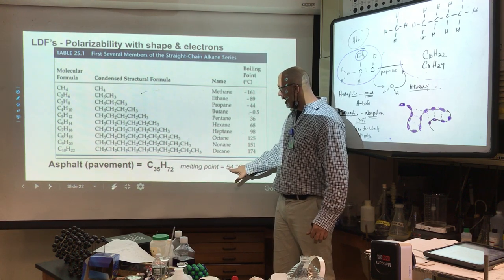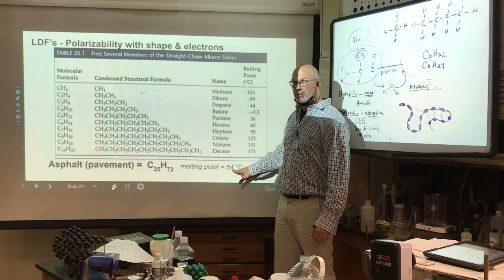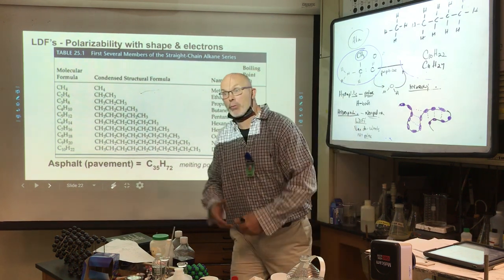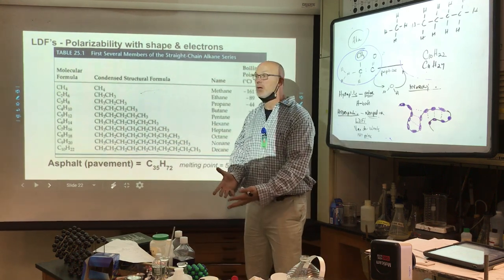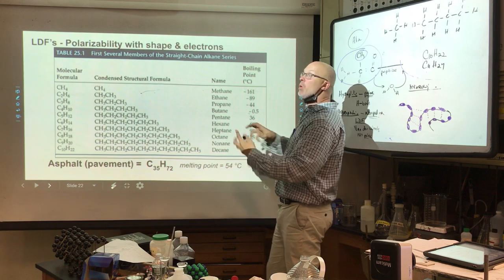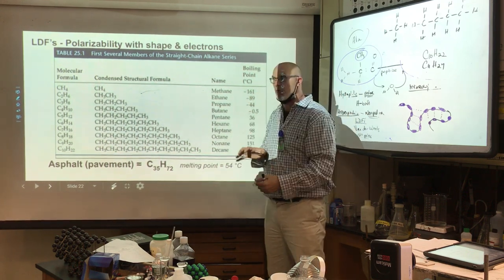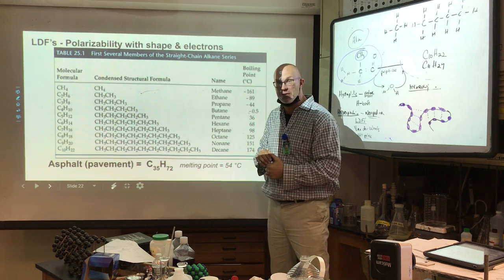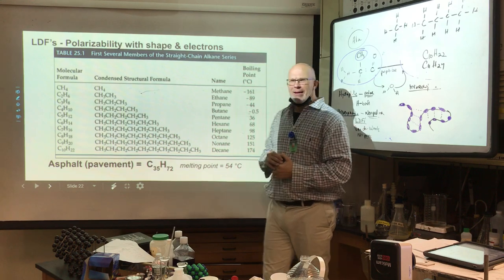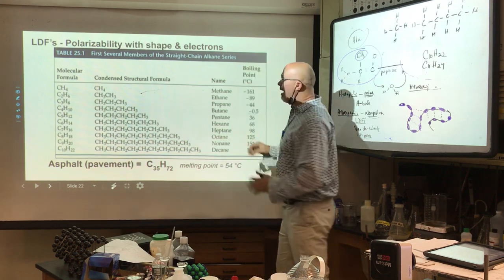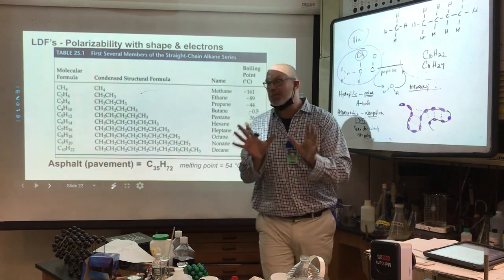And it's a solid at room temperature because its melting point is above room temperature. So asphalt that we put on our roads is the same stuff. How come it's a solid? Because being a longer chain with more electrons and a bigger cloud, it can shift more and create larger disparity in positives and negatives that stick together. So the point I want to make is, it's still a weak attraction. Don't forget, they can be significant enough to become liquids and solids, but they're still weak forces.